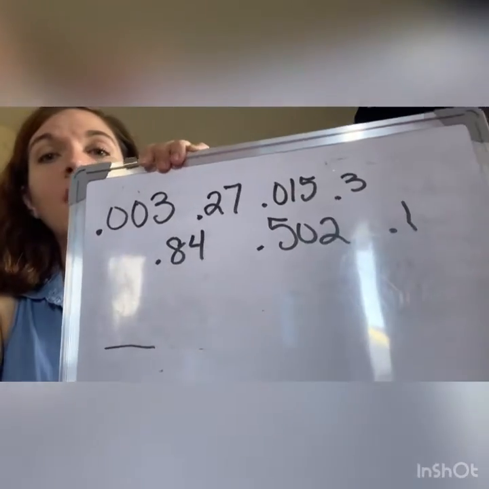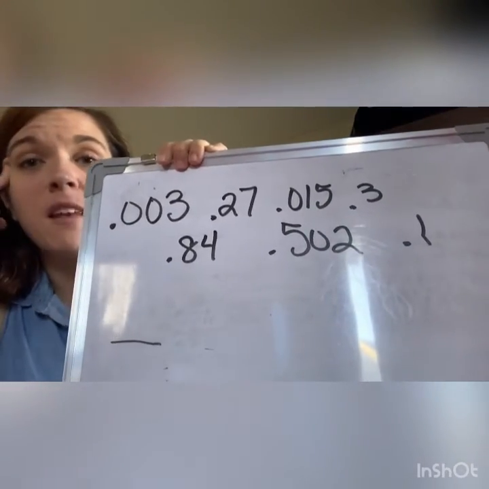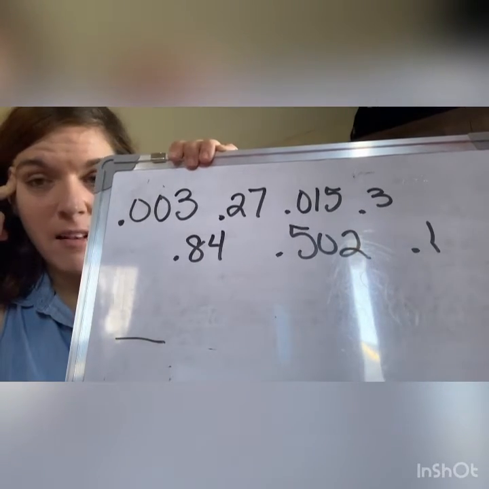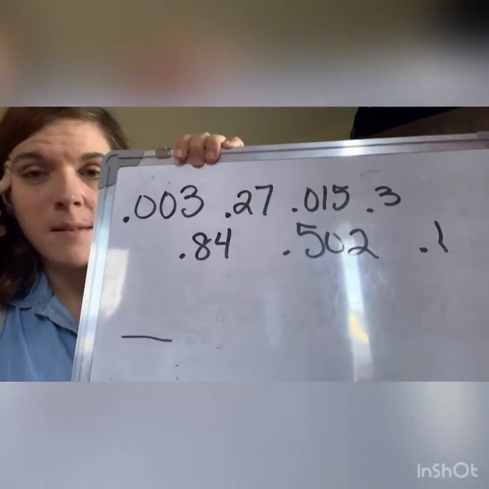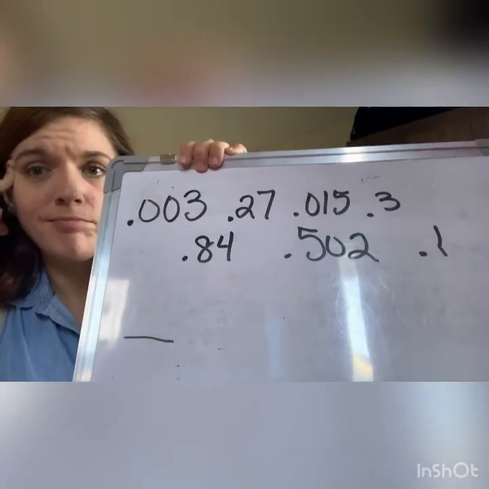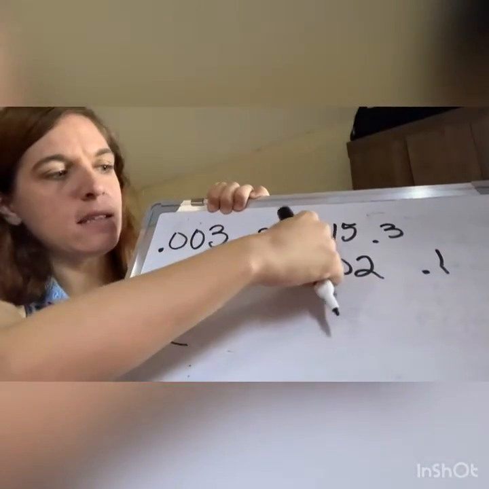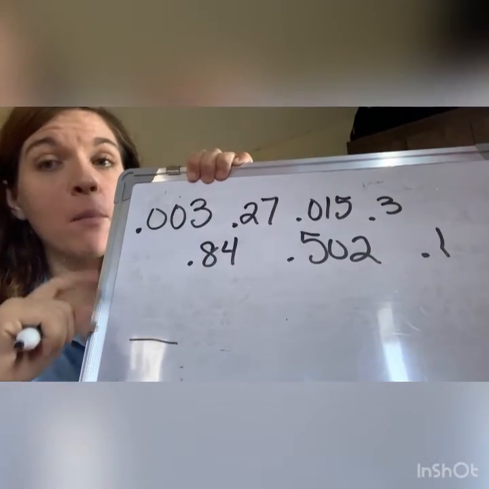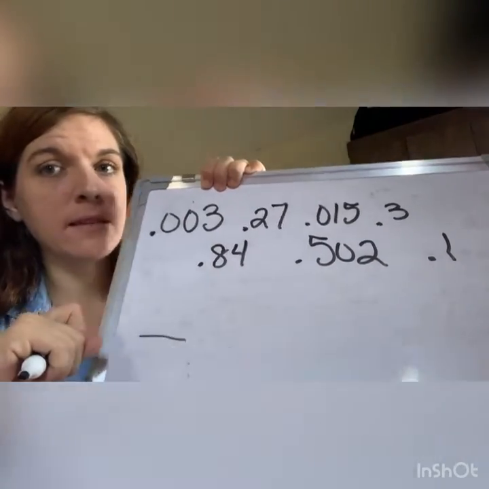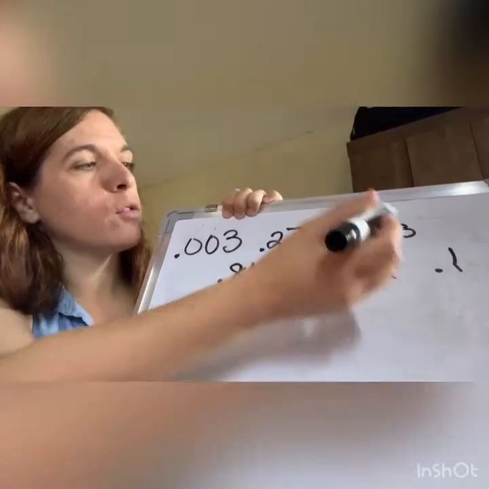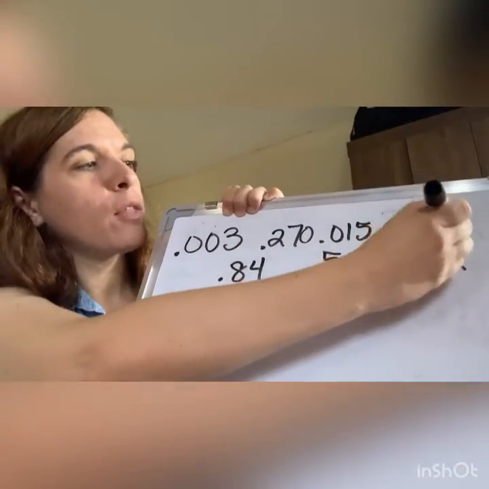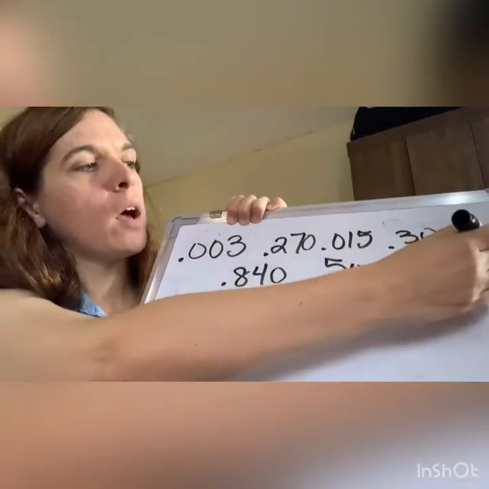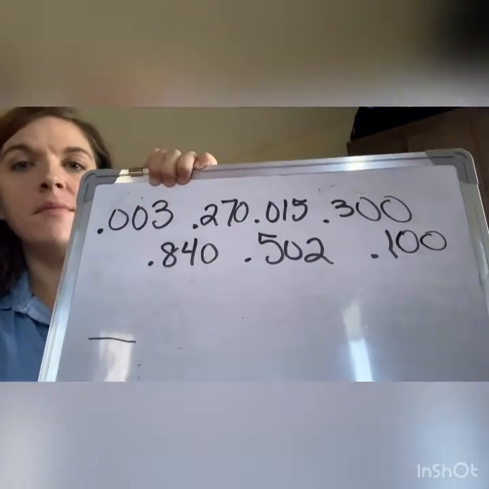What you do first is find the number that has the most numbers after the decimal place. Which number has the most numbers after the decimal place? Andres. Well, this one, and this one, right? They all have 3. So guess what you have to do? You have to write all of them with 3 numbers after the decimal place. Okay, so here we go. We do this as 0.270, 0.300, 0.840, 0.502, 0.100. Okay?